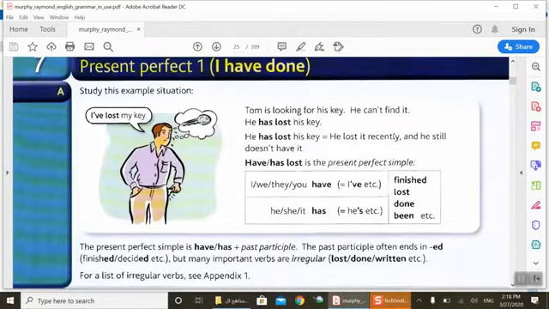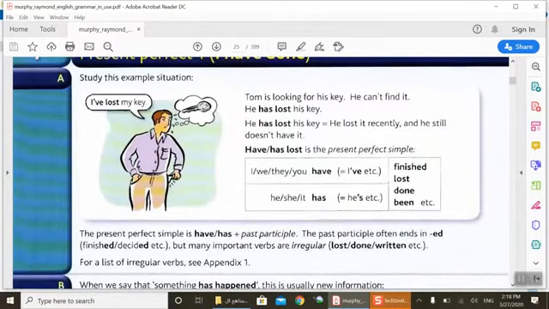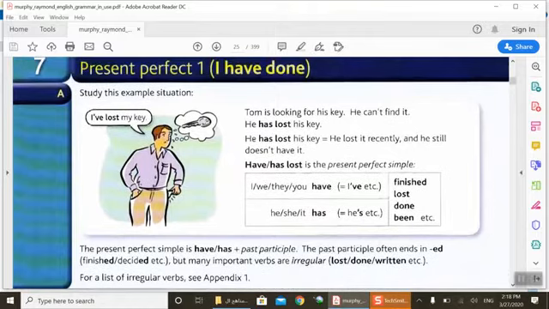Study this example situation. When we talk about tenses, a very important point is the uses and the structure. What are the uses and what is the structure? I always repeat this idea. What is the structure and what are the uses? When do we use this tense?